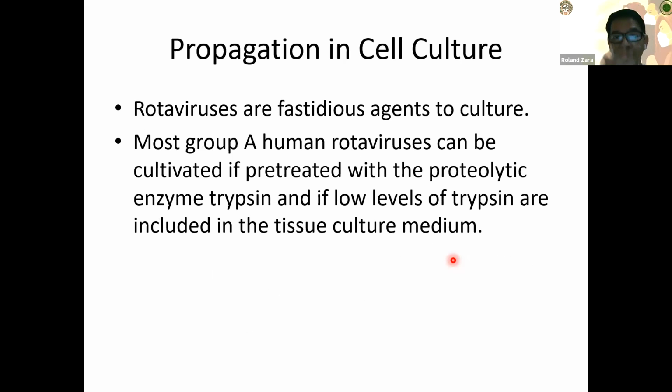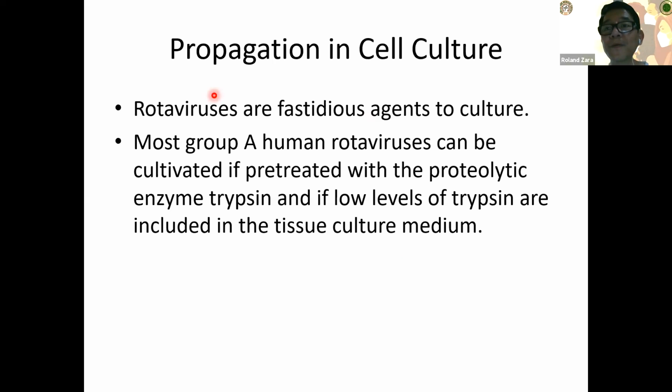So they are fastidious agents, meaning they are slow growing. When you try to culture them, viral culture usually grows very slow. Hindi fast, it's usually a slow growing virus. Most group A human rotavirus can be cultivated if pre-treated. They need trypsin in the culture media for the rotavirus to replicate.